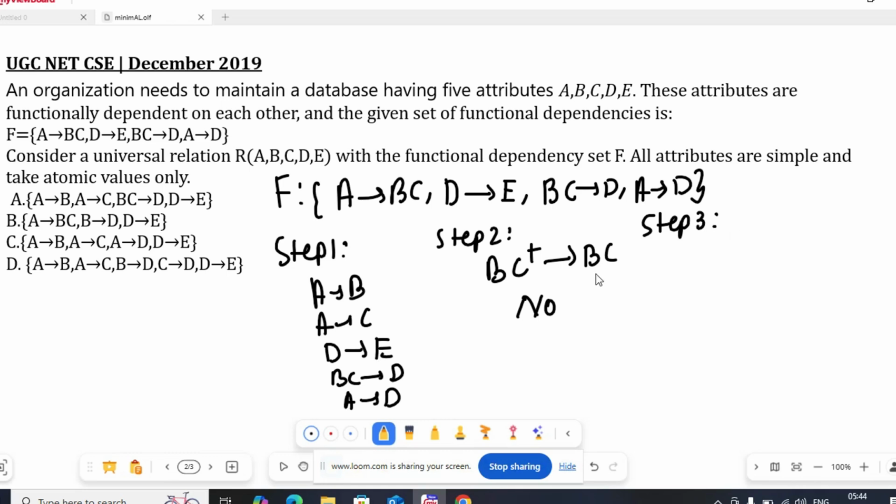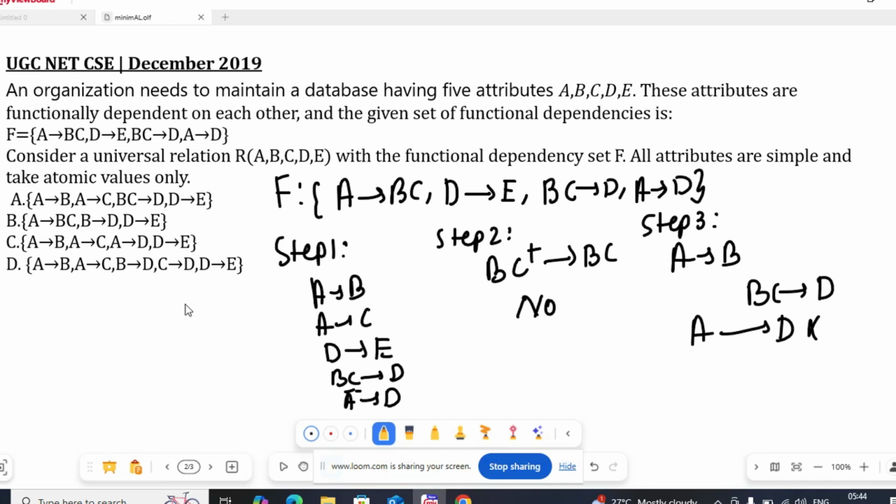Remove transitivity means, let us check, is there any transitivity present? From A, we can get B, and from BC, we can get D, right? So that means if we have B also, we will get D. So from BC, we will get D. If you want to get A to D, I can get from A to B, B to D, right? So here, A to D is nothing but a transitive attribute. So we can remove this attribute.